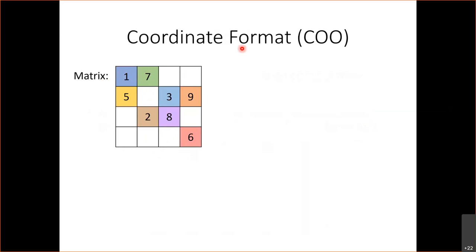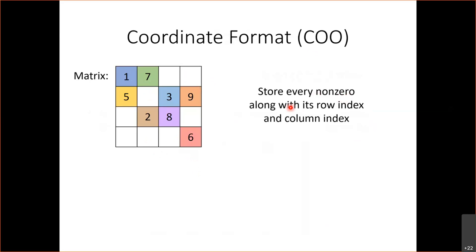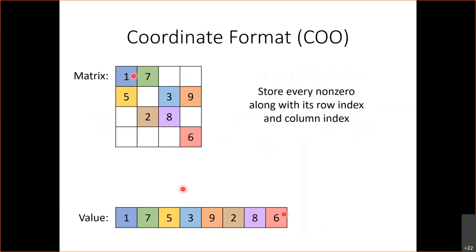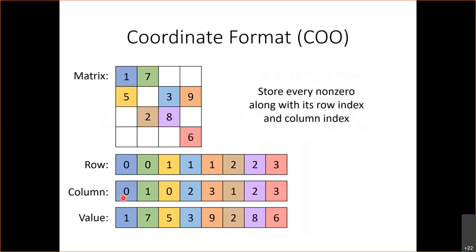Now, the way that the coordinate format works is that we're going to store every non-zero along with its row index and its column index. So we take these non-zero values in our matrix and put them in an array, one after the other. So we have 1, 7, 5, 3, 9, all the elements one after the other. And then for each element, we have a row array and a column array that tell us its corresponding row and column index.